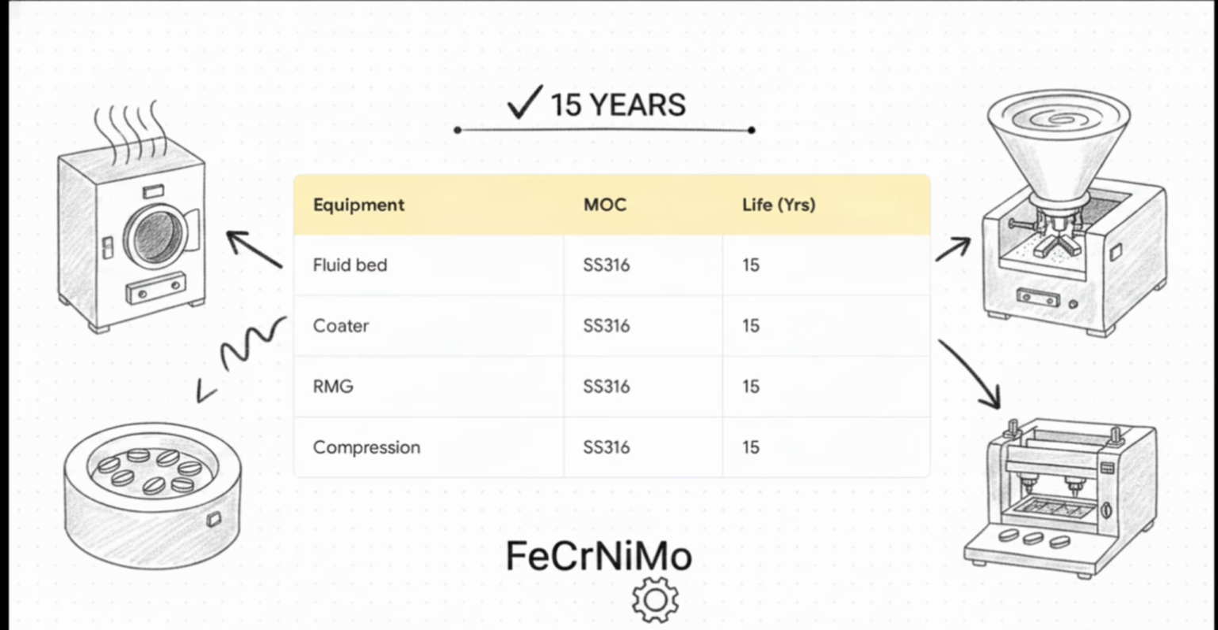Looking at the data on equipment lifecycle standards, we see a really rigid uniformity. Key process equipment like fluid bed equipment, tablet coaters, rapid mixer granulators, and tablet compression machines, they all share identical standards. The product contact material of construction is SS316. That's a highly durable, very corrosion-resistant stainless steel. Furthermore, the expected equipment life is strictly benchmarked at 15 years. You don't just run these machines until they break down. You adhere to a fiercely managed life cycle to guarantee consistent product quality and safety.